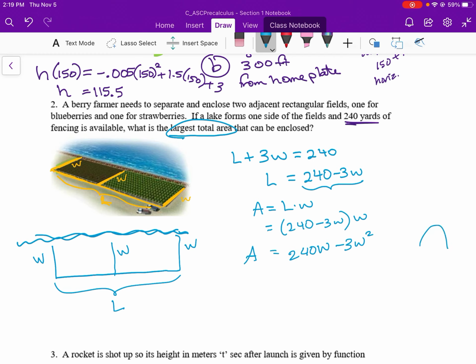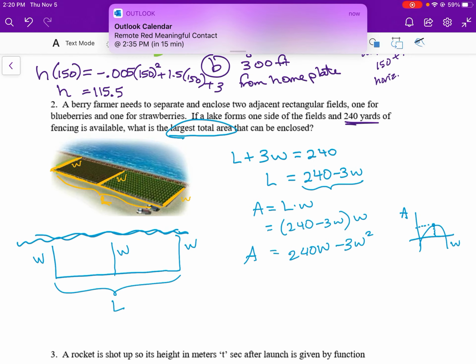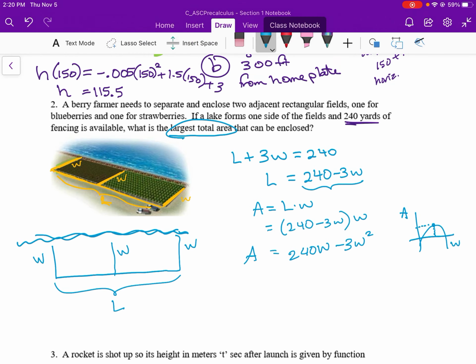That opens down, okay? The width is on the horizontal axis. The A is on the vertical axis, so I have a maximum area. So I'm looking for my vertex. All of these go back to the vertex if you haven't figured that out yet. So my vertex, W, which is really like X, equals negative B over 2A. So it's negative 240 over 2 times negative 3.